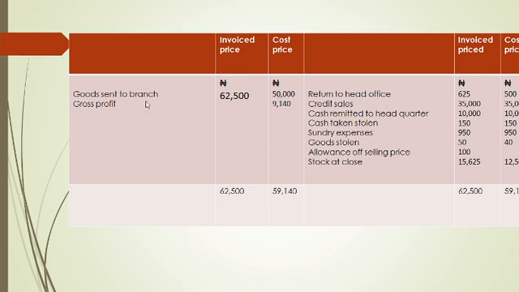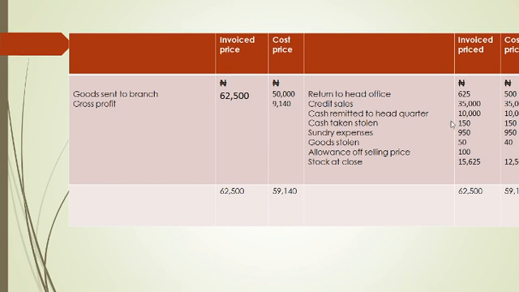Now let's go to return to head office. This was what we returned. Invoice price is 625, but the normal cost price initially was 500. Credit sales 35,000. This is our sales. Cash remitted to headquarters, cash taken back. We sold this one on credit. We remitted this cash, 10,000 naira. Cash stolen: some money was equally stolen, just like some of our goods were stolen.